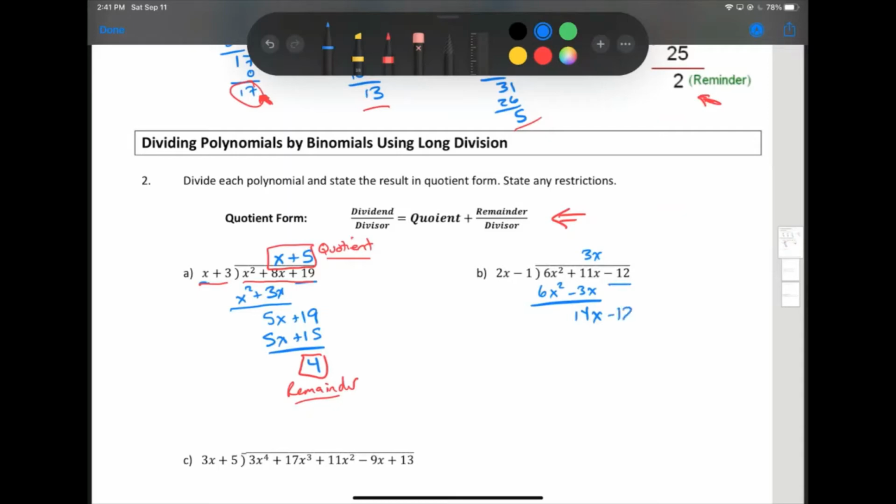Bring down the minus 12. Now, in order to get 2x to become 14x, I'm going to have to multiply by 7. So I'm going to say plus 7. 7 times 2x is 14x. 7 times negative 1 is negative 7. And now I do 14x minus 14x is no x's. They go away, which is kind of the reason we chose the number we did. And negative 12 minus negative 7, which is negative 12 plus 7, is negative 5. So this may seem weird because our remainder is actually a negative number, but that's okay. We're allowed to have that. So we can say our quotient is 3x plus 7, and our part at the end would be a remainder over divisor, negative 5 over 2x minus 1. But the remainder itself is just the negative 5.